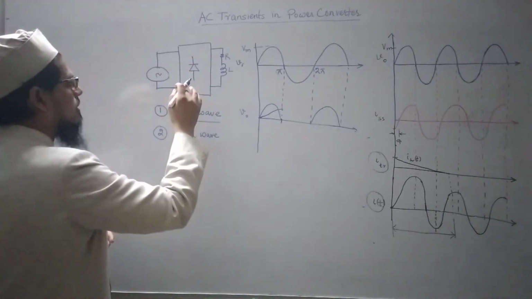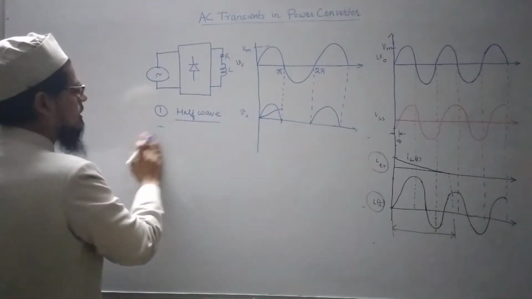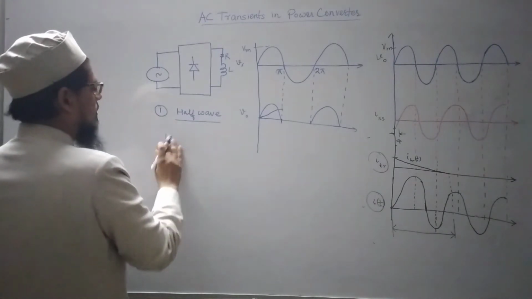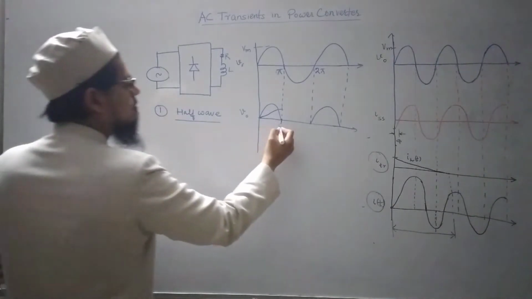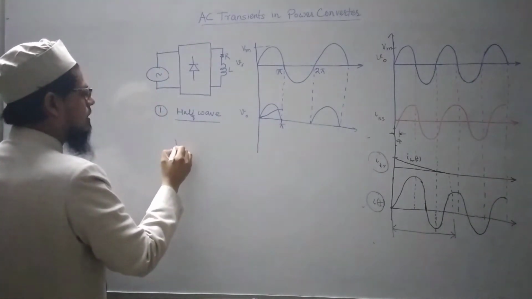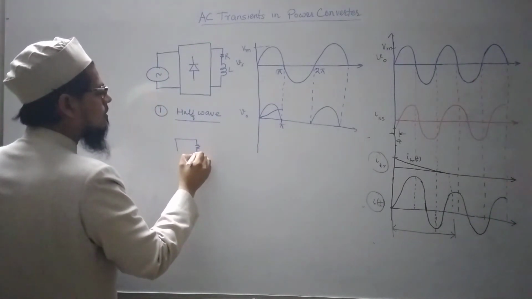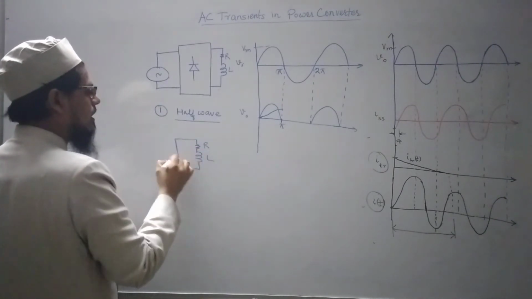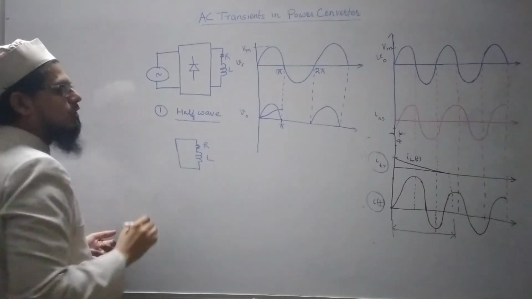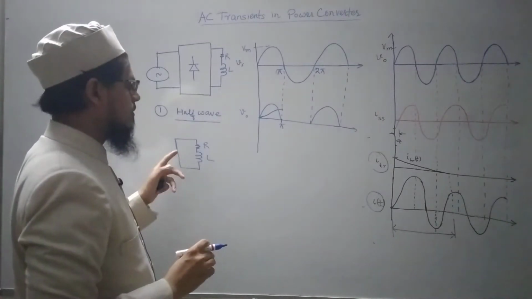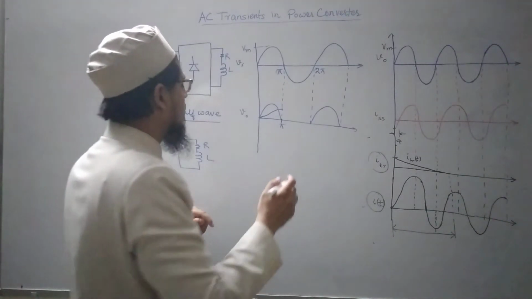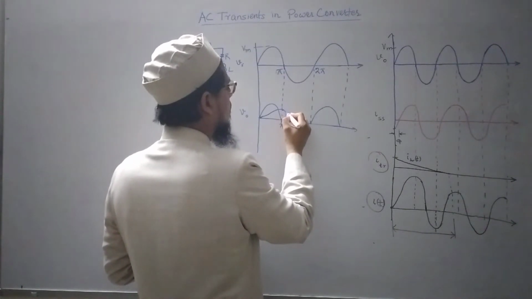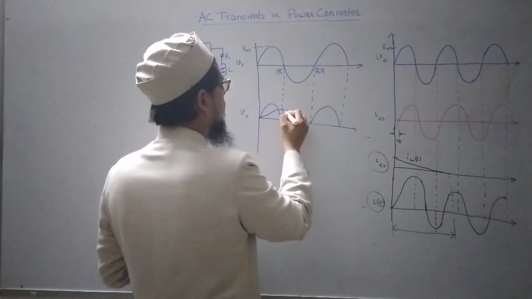So that means in the half wave case, the circuit basically after pi would be like this. So R and L are there, and there is no source. Okay. So in this case, the current will fall to 0.